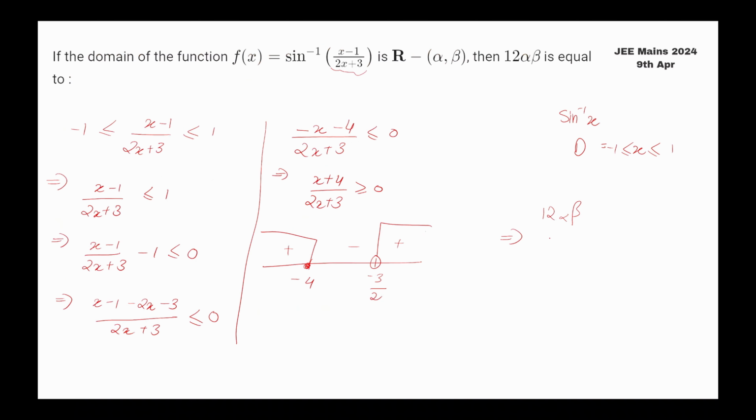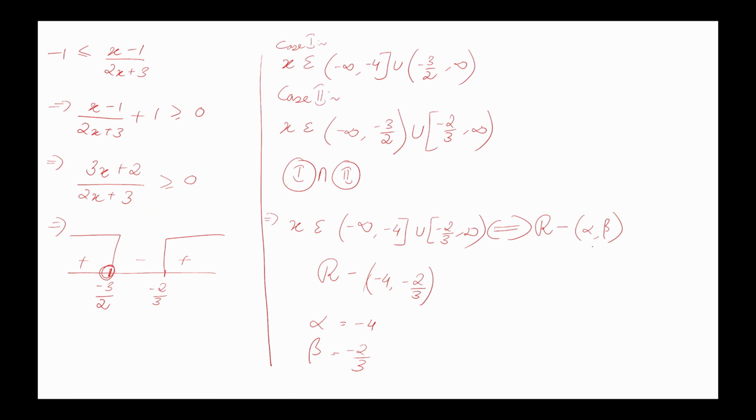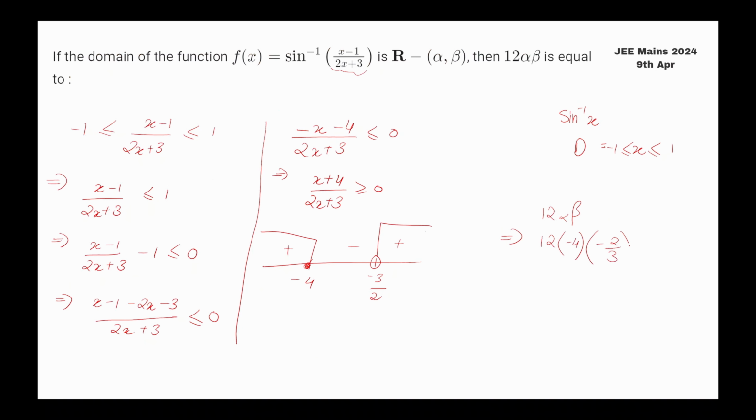So this would become 12 times minus 4 into beta, which is minus 2 by 3. So from here this 3 cancels this 4 times, minus and minus cancel out, and we get 4 4s are 16, 16 2s are 32. This is our answer. So this is how you solve questions which are related to domain. You try to convert the domain into the format that has been given in the question, and then compare the values.